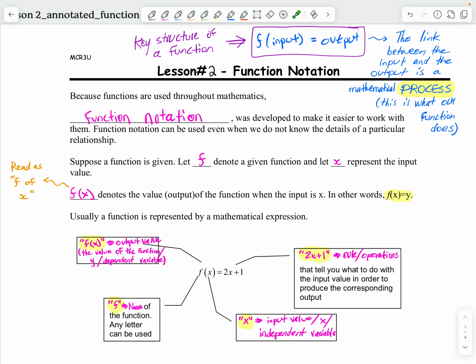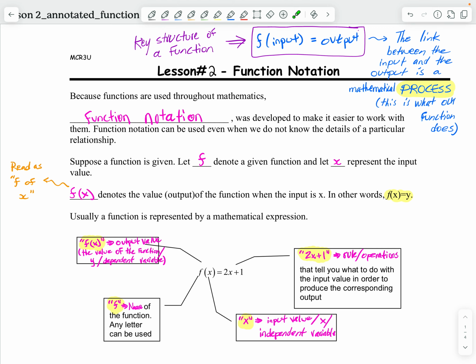Starting off, functions are used all throughout mathematics, so mathematicians came up with function notation to make it easier to work with them. Function notation can be used even when we don't know the details of a particular relationship, even when we don't know what the rule or the process is. We can still make use of function notation to help describe what is happening or to just label the structure here.